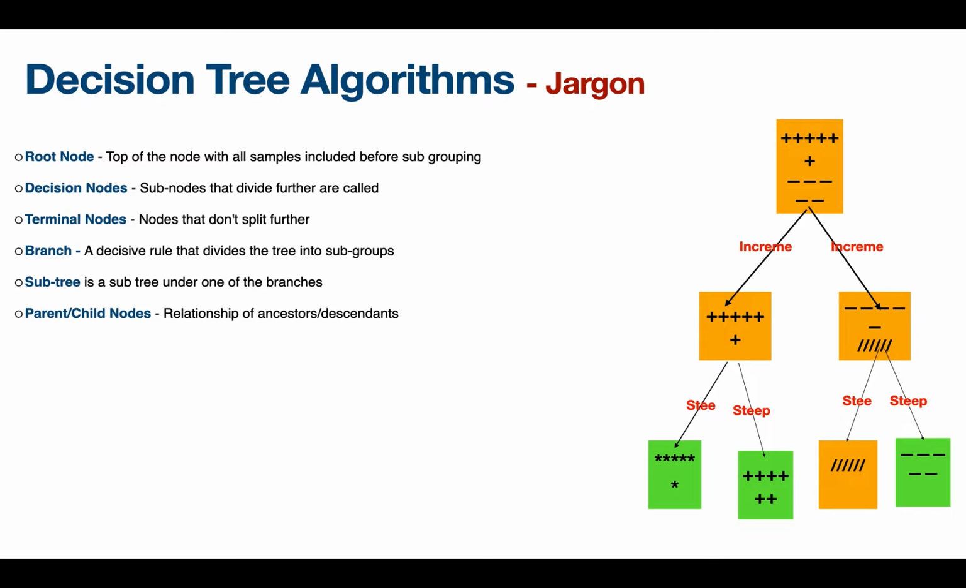Under a particular branch. And parent and child nodes, I think it's clear based on the relationship there, how the division is being done. Anything below a particular level is a child node, and the node that is above in the hierarchy is the parent node, right?